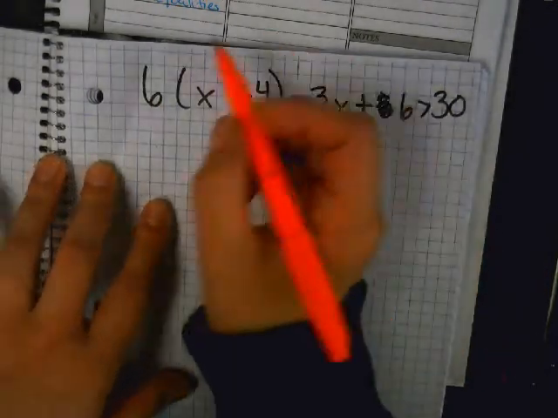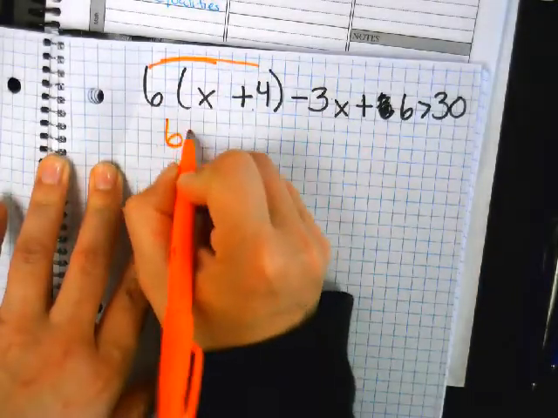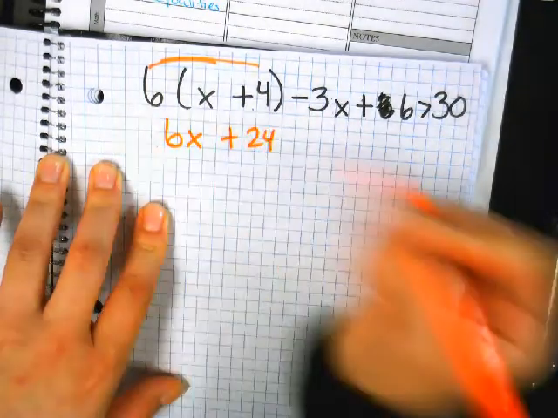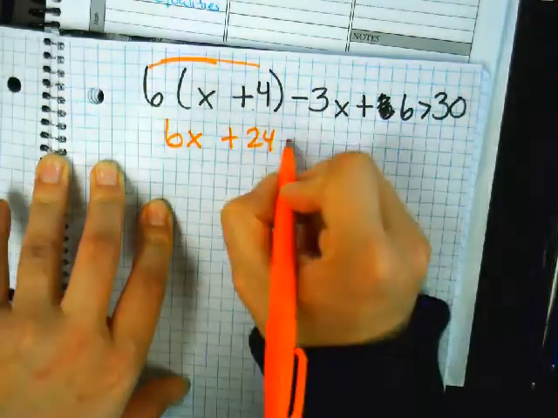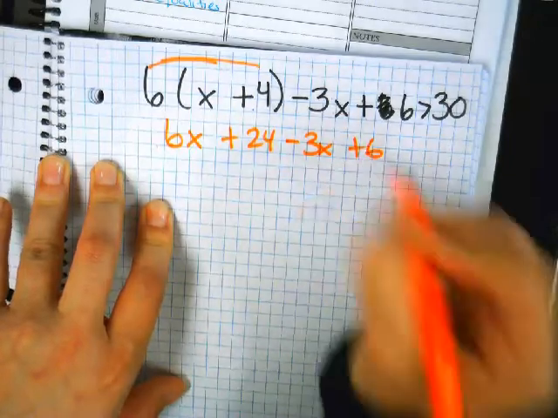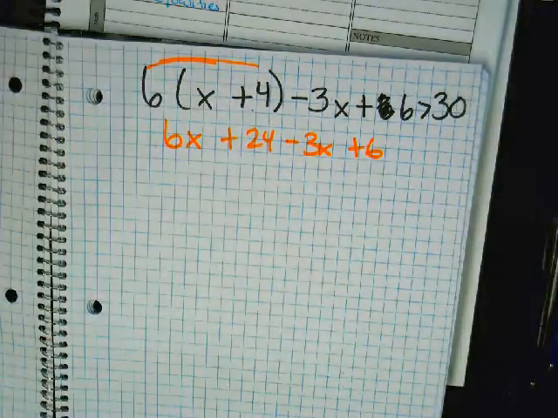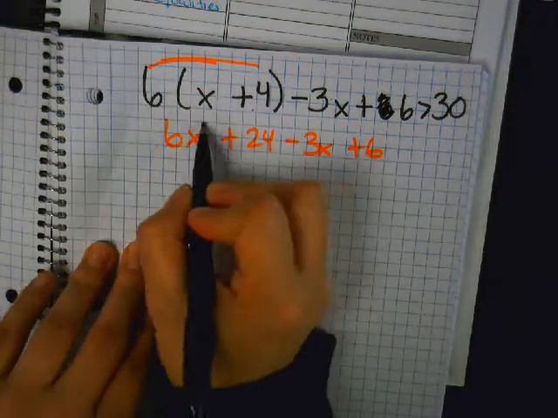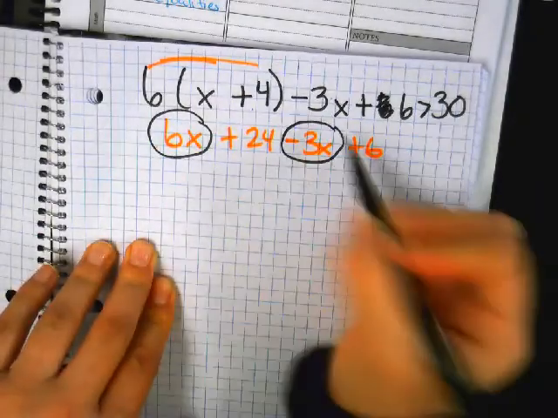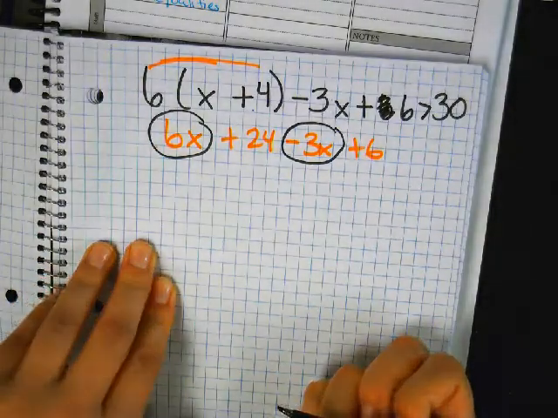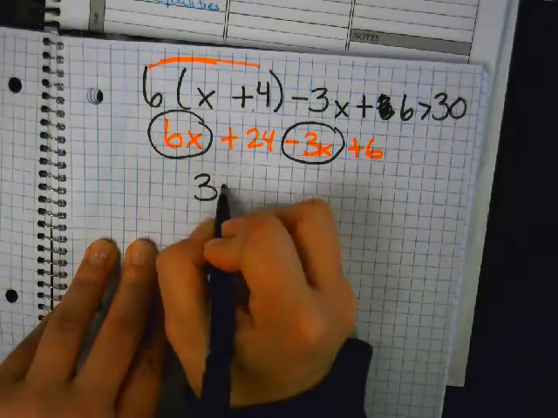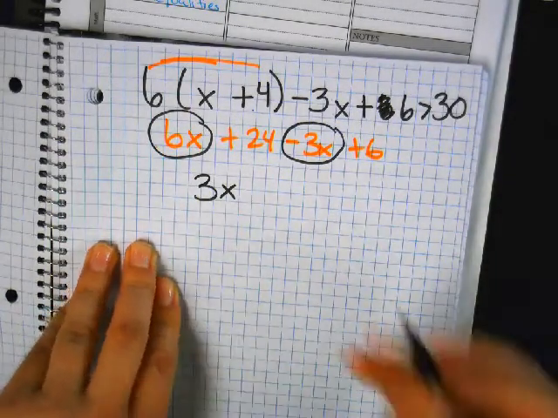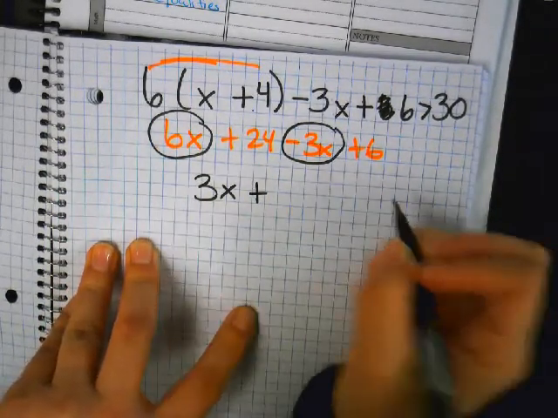So 6x plus 24. We're good there? Minus 3x plus 6, right? Oh, I see my mistake. I forgot to multiply 6 times this, and this gives you plus 24. You gotta subtract 3x because it's a minus. And plus 24 and 6 is 30. Yeah.